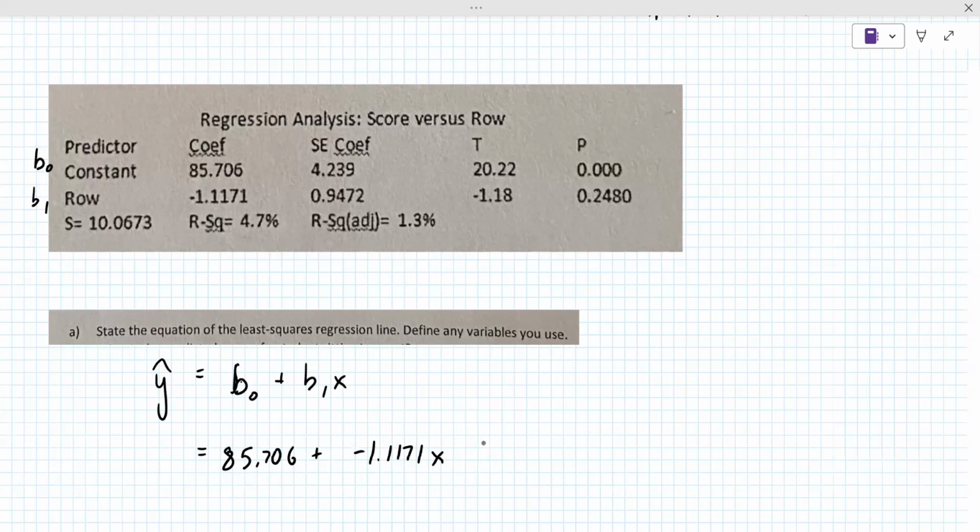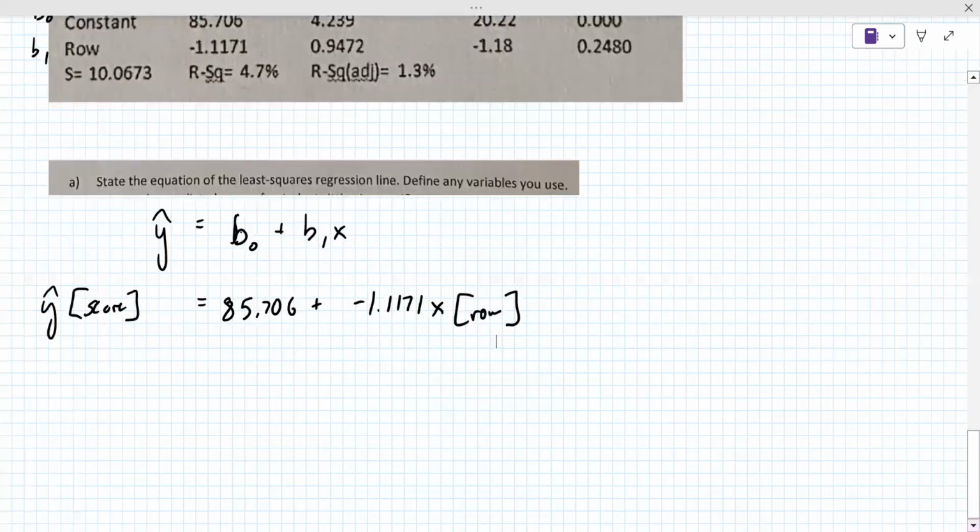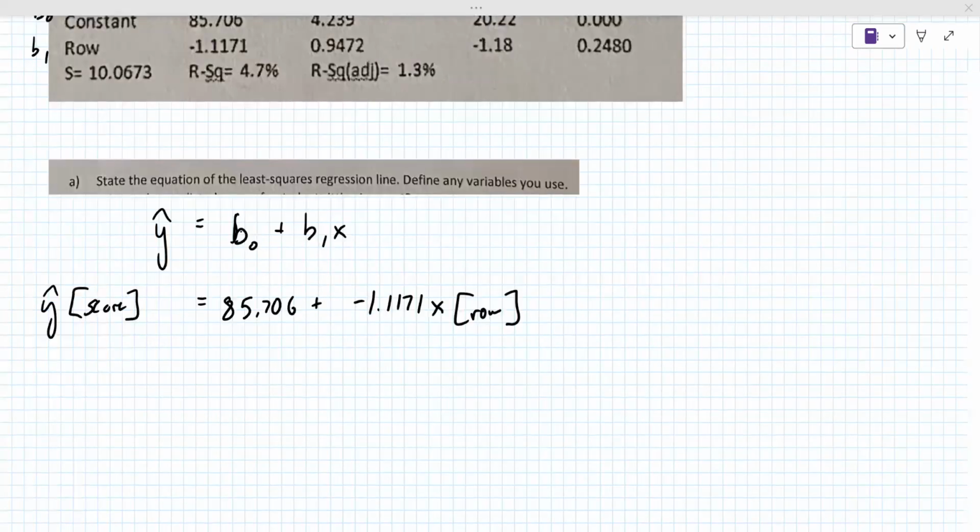Yeah, so sometimes I even say that. I say y is, and I put in brackets the score, and x is the row, just to indicate that I know what it is. Right, right, yeah. No, that's a little extra. You don't have to do that.